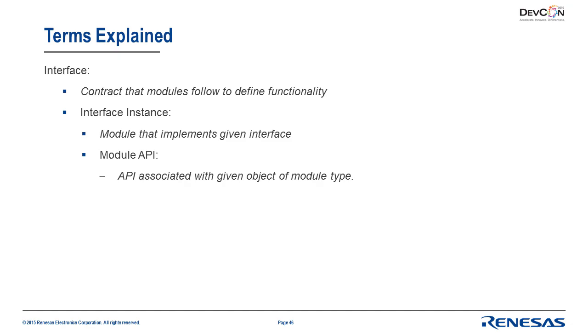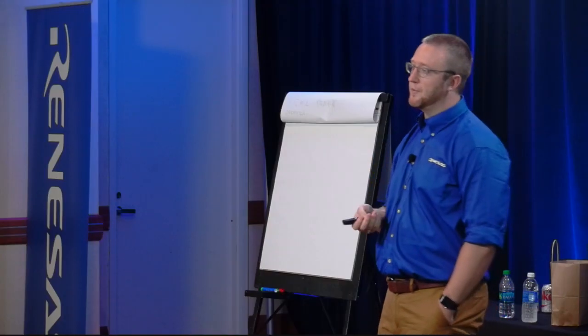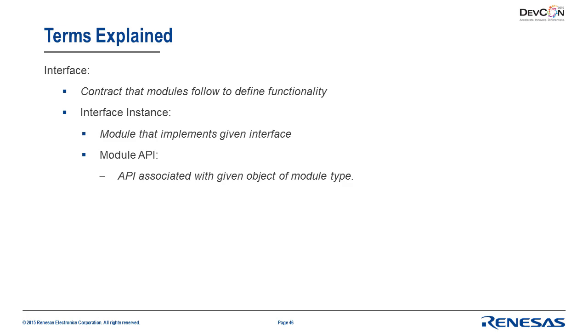Interface, it's a contract that modules follow to define functionality. The instance structure has everything you need to use an interface. We then have an interface instance, and that's a module that implements a given interface. So going back to our example, for the I2C interface, we had two instances. We had SCI and IIC. The module API is the API associated with it, and that is common to all instances of a module. If we have 4 channels of UART, they're all going to have the same API.